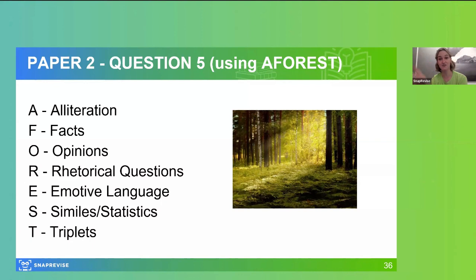And then the final T stands for triplets. I don't know the exact science behind it, but it's something in our brains. We love things that come in three. Again, it's something that you'll see politicians or people who are giving speeches do a lot. You say one thing, you say another, and then you round it off with a third.